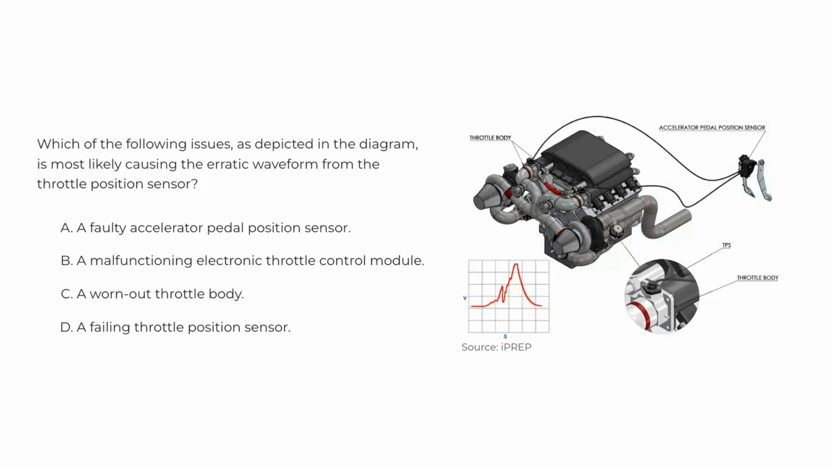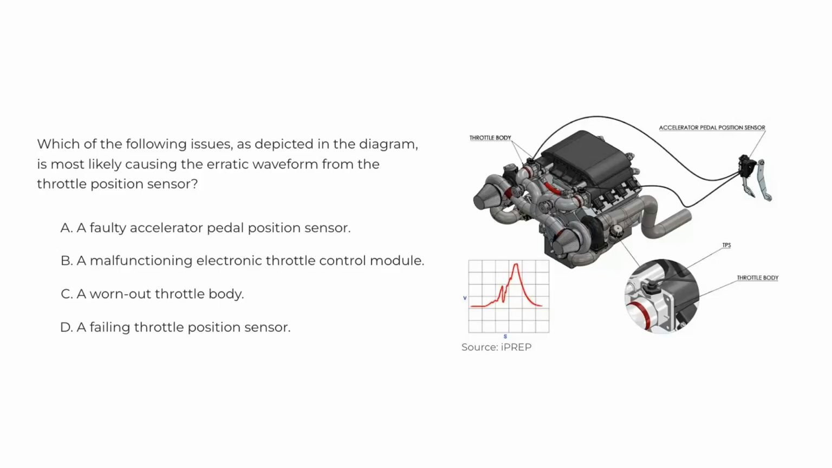So this question says, which of the following issues, as depicted in the diagram, is most likely causing the erratic waveform from the throttle position sensor, or TPS? So before we read our answer options, this is that erratic waveform. And we're calling it an erratic waveform because it is noisy, it is spiky, and we see that in this portion of the waveform here.